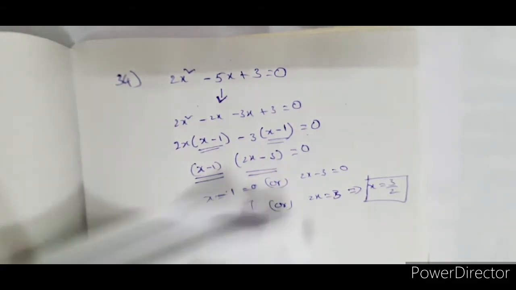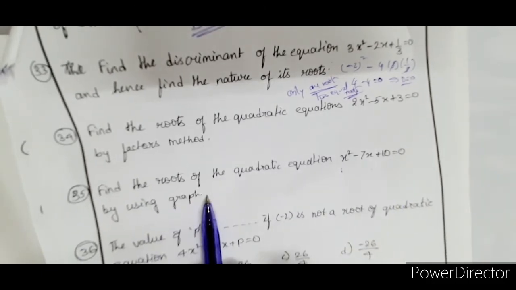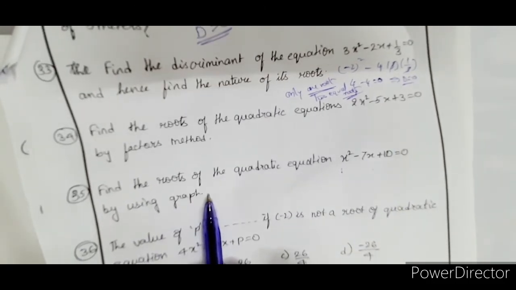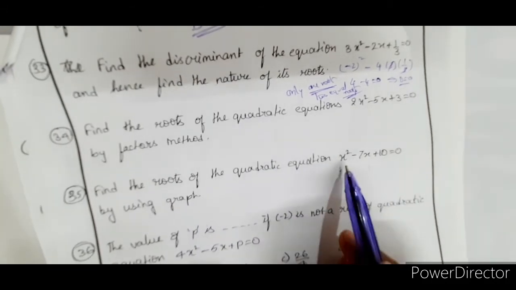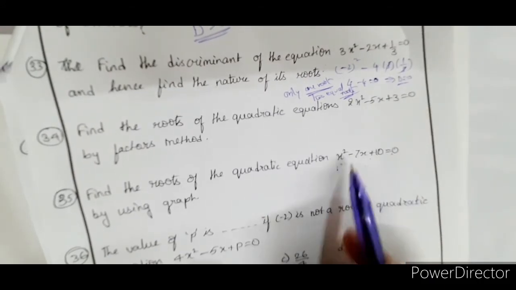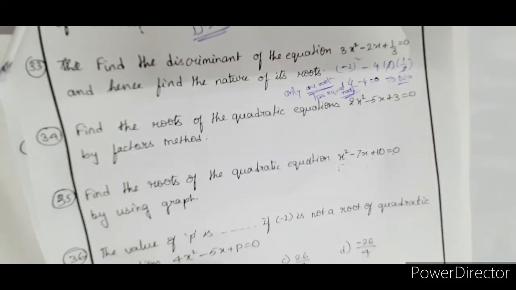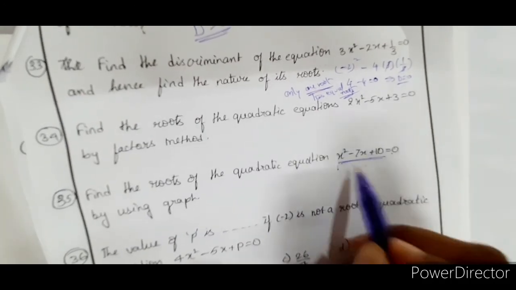So now let us see the 35th one. Find the roots of the quadratic equation 7x square minus 7x plus 10 is equal to 0 by using a graph. Right. So you will be finding that only for particular values of x you will be getting it to be 0. For the remaining values you won't be getting the value of this to be equal to 0. So therefore you make this as a polynomial, right?